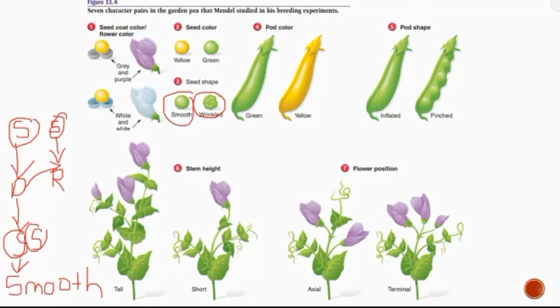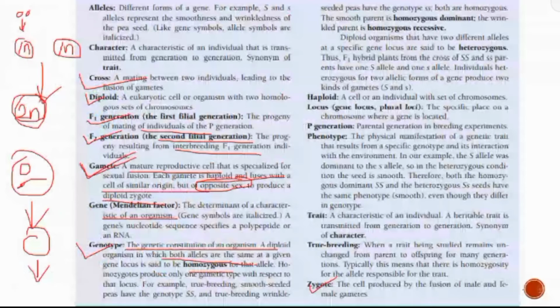Now if capital S and small s are together, what can the capital S do? It can hide or mask the effect of the recessive. Means the recessive character can't be expressed in the presence of a dominant one. Understood? Now homozygous, that is what we were discussing over here.